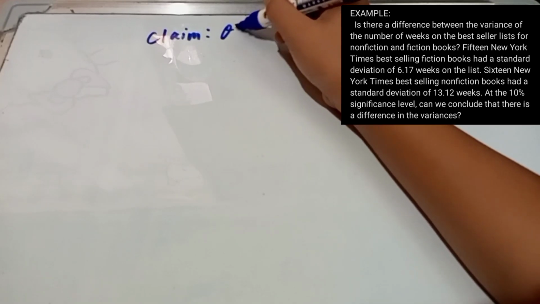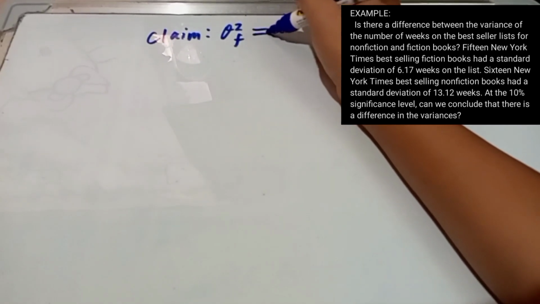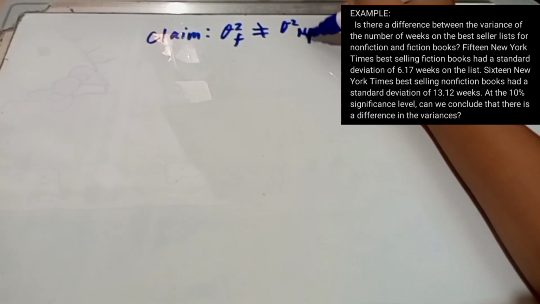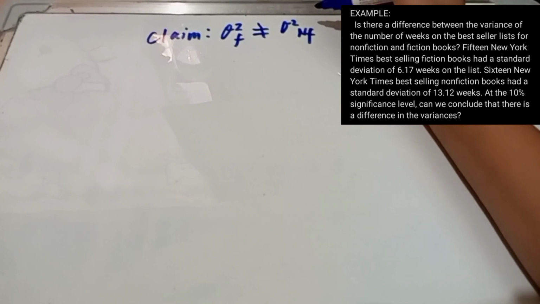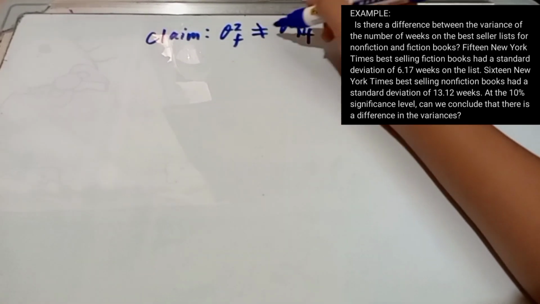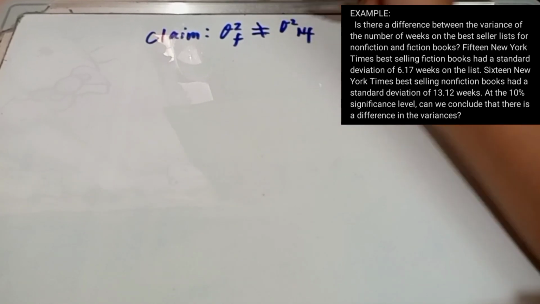The variance squared of fiction books is not equal to the variance squared of nonfiction books. So it says here, can we conclude that there is a difference in the variances. So our claim is not equal.